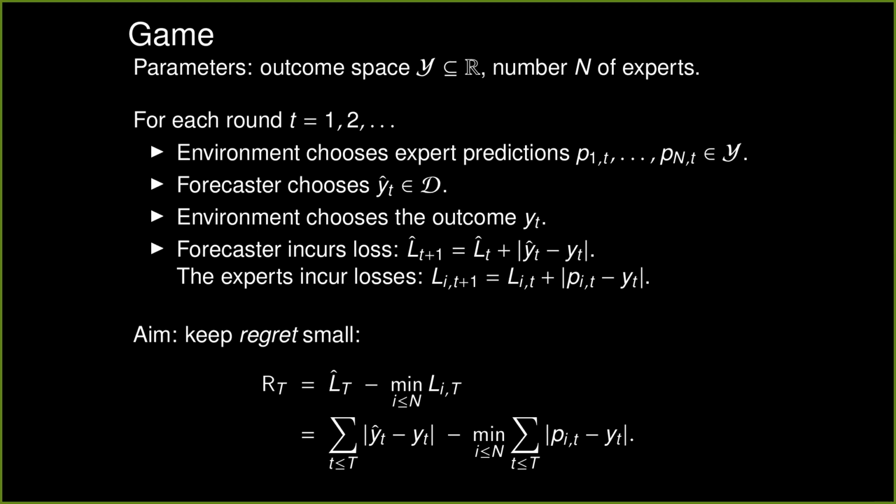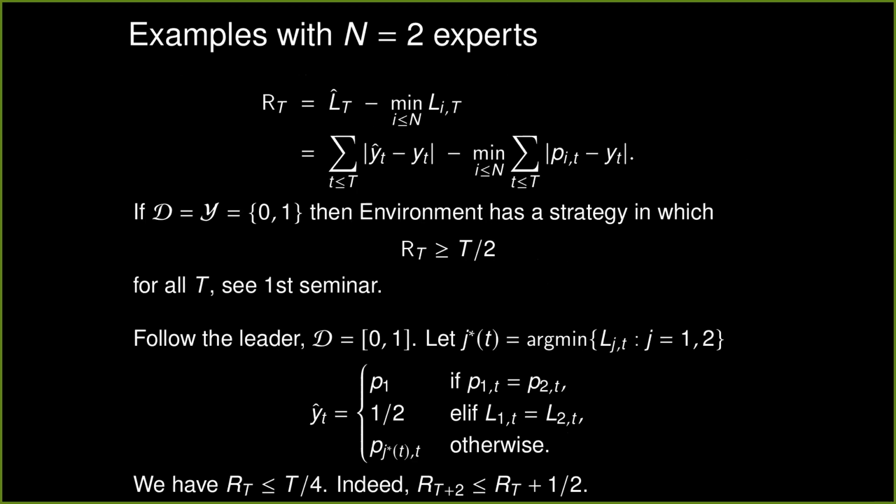And now let us take a bigger action space. Let us now take 0, 1/2, and 1. That's the next slide. And then I claim that there is a strategy in which the forecaster has loss at most T over 4. So that's the last line on the slide. So how does it work? What is his strategy?